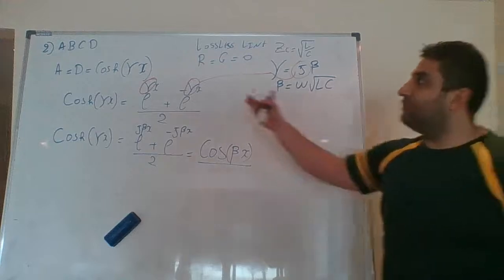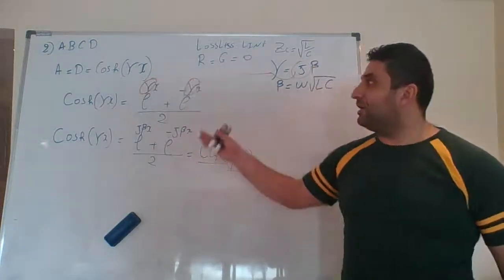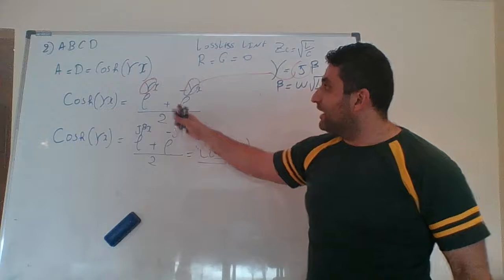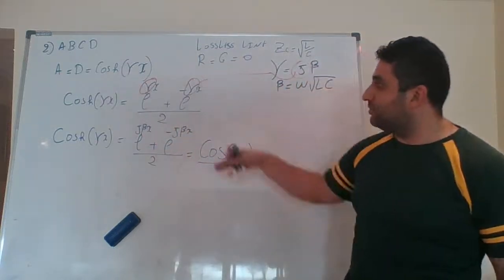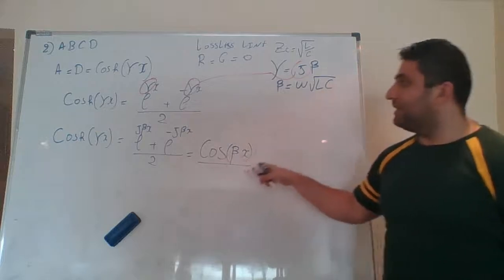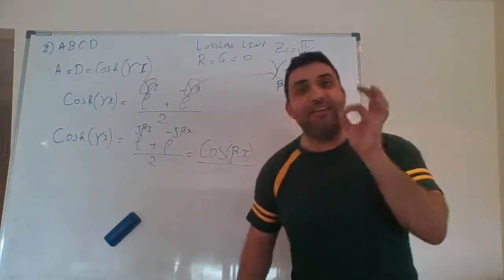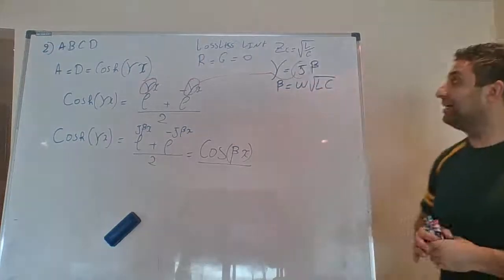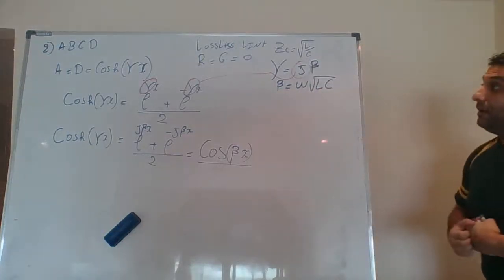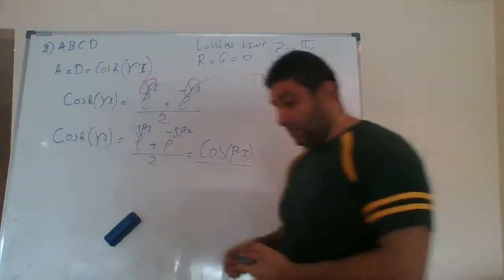Previously, I had to use cosine hyperbolic. Every time I am going to do some hand calculations, I have to put cosine hyperbolic for this value. It's exponential. Now all I do is cosine beta x. And remember, A and D are per unit. There's no unit. Remember this? Okay, great.